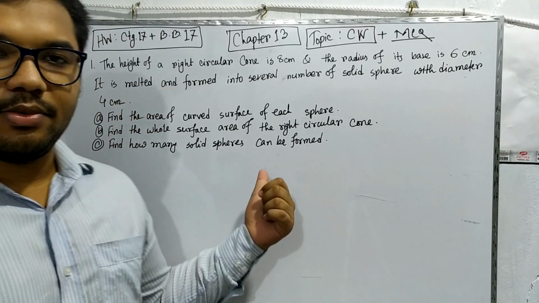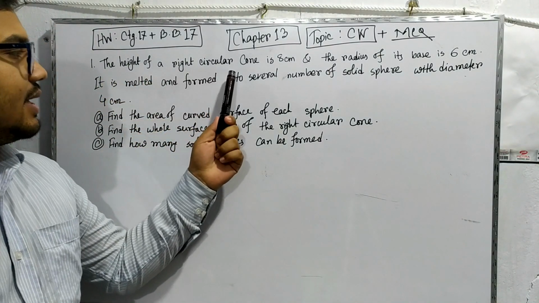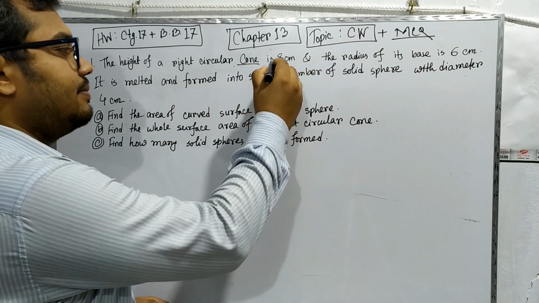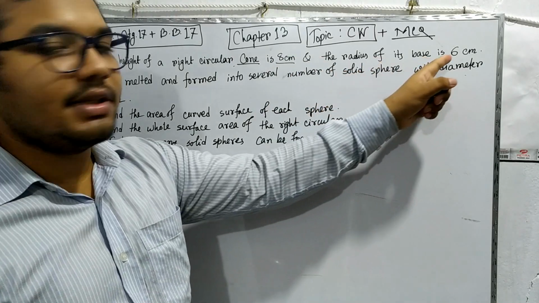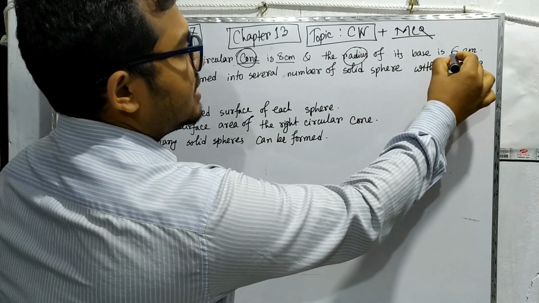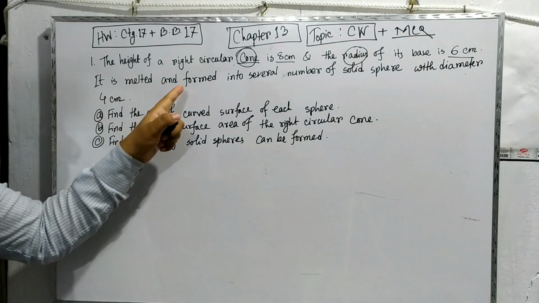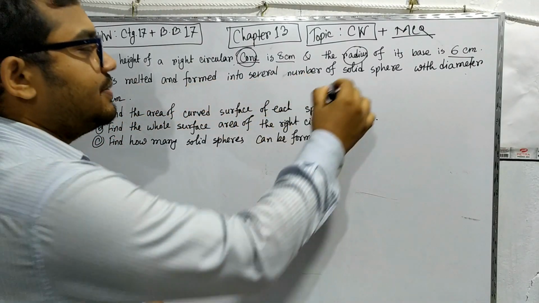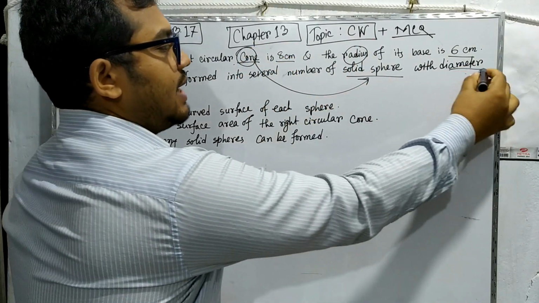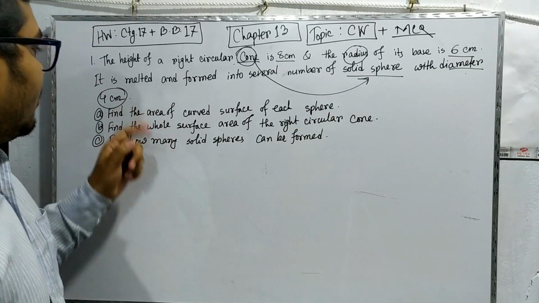This is the question from Dhaka Board 17. Our question says the height of a right circular cone is 8 centimeter, and the radius of its base is 6 centimeter. It is melted and formed into several solid spheres with a diameter of 4 centimeter. So here the diameter is given, which is 4 centimeter.